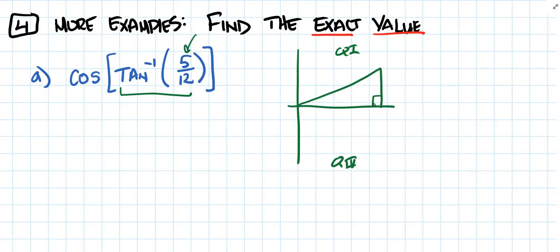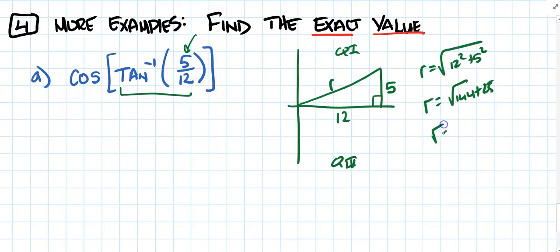So the tangent is the ratio of the opposite to the adjacent. So this value has to be 5. This value has to be 12. And then from there, you can figure out what this radius has to be. So I'll call this r. So r, of course, is going to be the square root of 12 squared plus 5 squared. So r is going to be the square root of 144 plus 25. So r equals the square root of 169. So r is equal to 13, since this is all Pythagorean theorem stuff. So now my radius is worth 13.